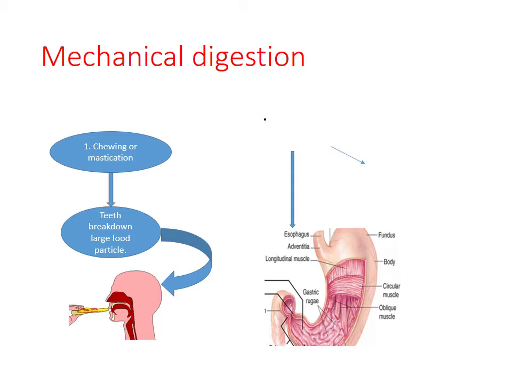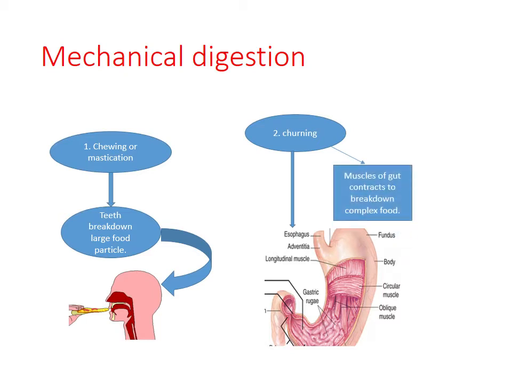The second process in mechanical digestion is churning. The churning process occurs specifically in the stomach, which involves the muscles of the gut contracting to break down the complex food. In churning, the muscles that make up the alimentary canal contract so as to break down the complex food into simple food substances or smaller particles that are easy to be acted on by the digestive enzymes.